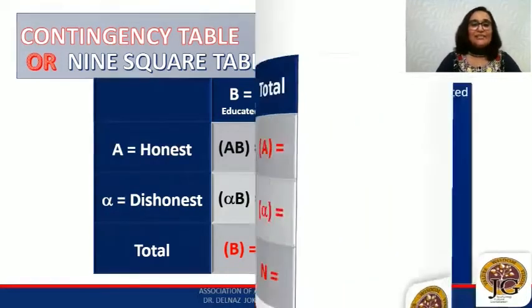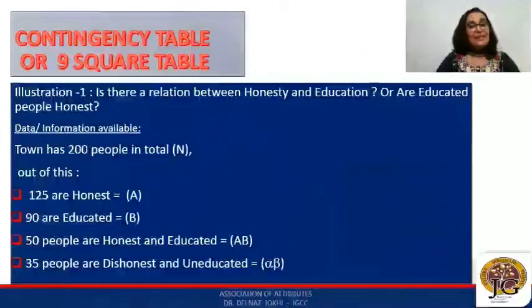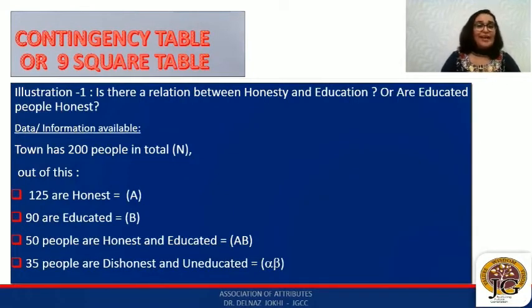Now let's understand this table with an illustration. Many times when someone does research or a study, suppose, let's take an example, illustration number 1, you want to study the relationship between honesty and education. Or you want to know whether educated people are honest or not. The answer to such a question is available in this chapter you are studying, called association of attributes.